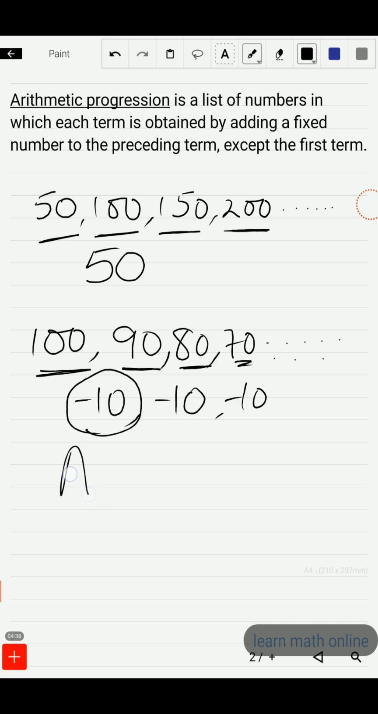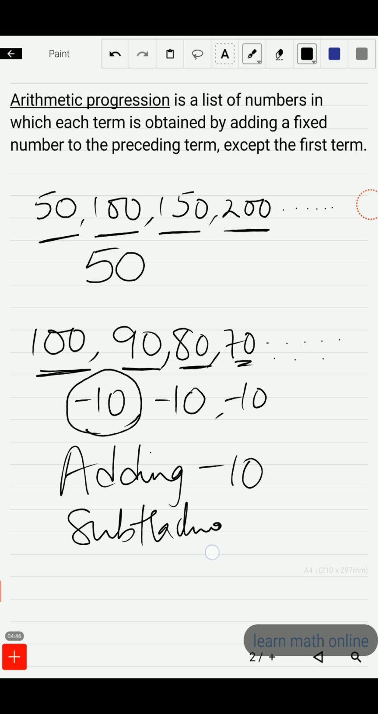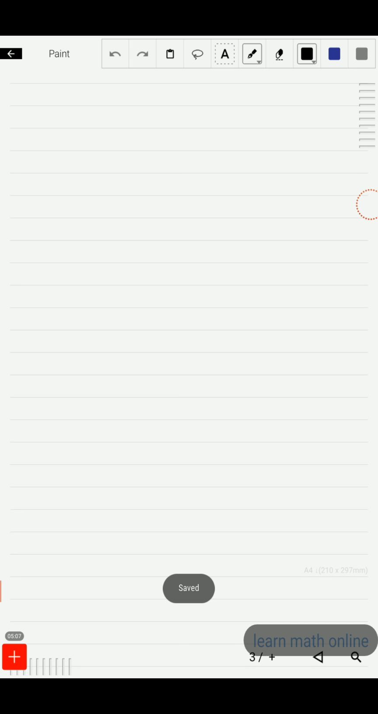Okay, adding minus 10 is the same as subtracting 10. Okay, both are the same. All right, so these two lists of numbers form arithmetic progressions, isn't it? All right. Now, let me take a few more examples. Let me write a few more lists and you decide whether they are AP or not.